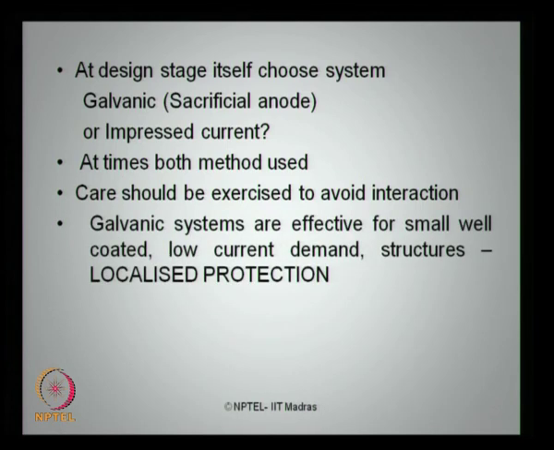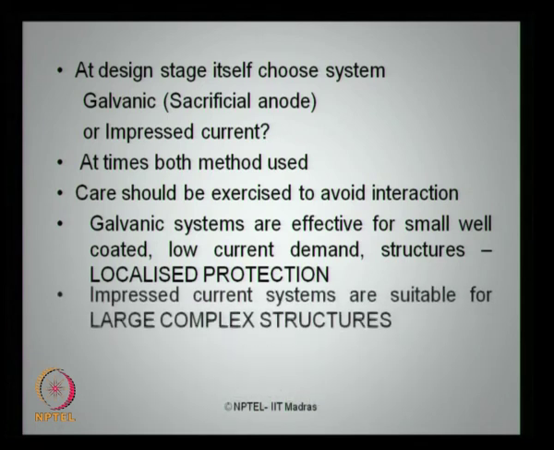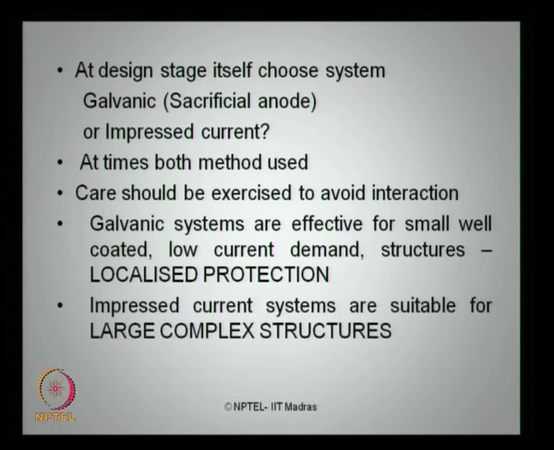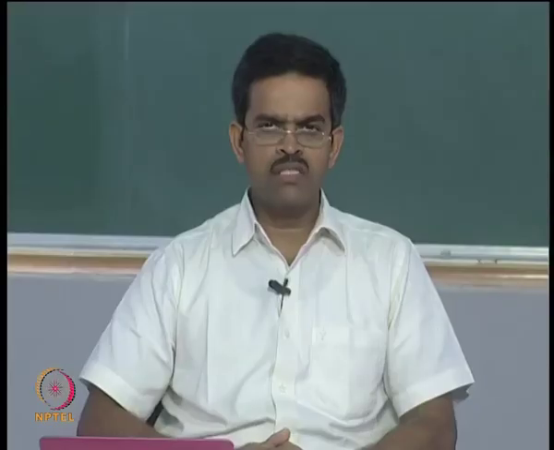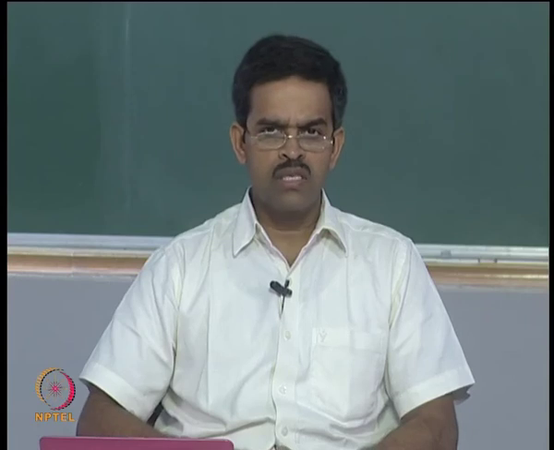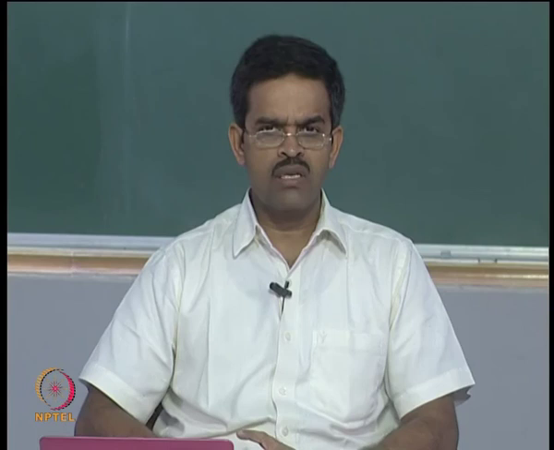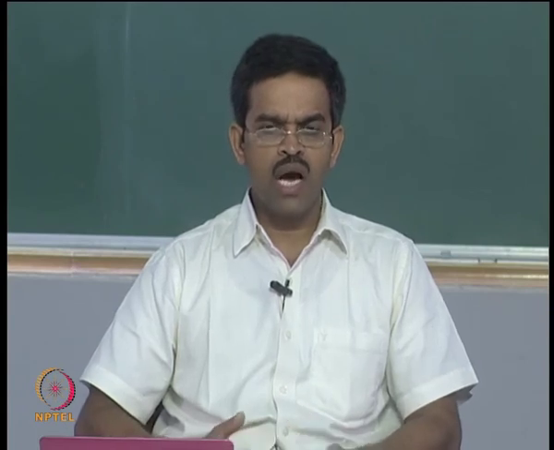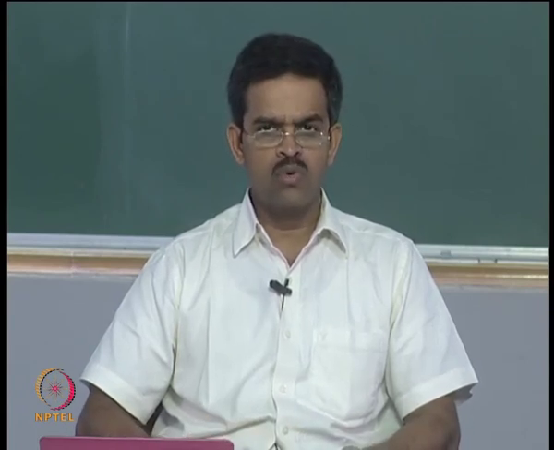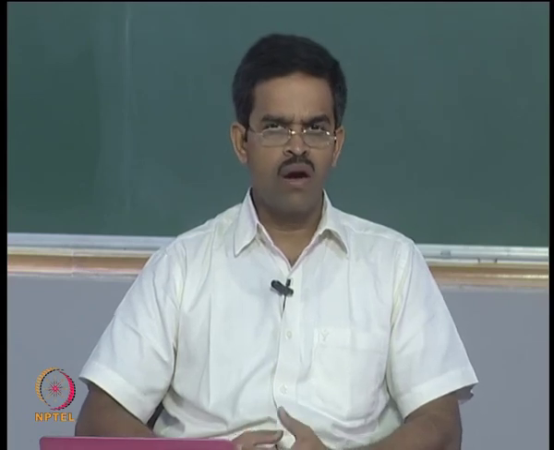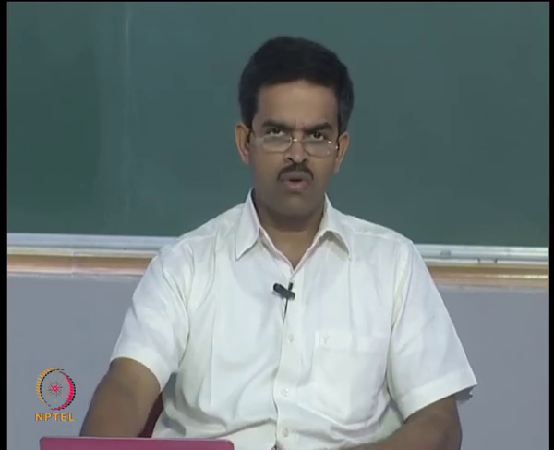Galvanic systems are effective for small, well coated, low current demand structures. On the other hand, they offer excellent localized protection, whereas impressed current systems are recommended for large complex structures. Remember, ladies and gentlemen, the suitability of these two methods depends upon whether you require an intensive localized protection or a generic large surface area of protection. So you can use either a galvanic system or an impressed current system for corrosion protection.